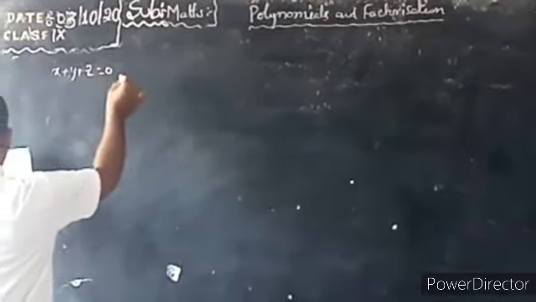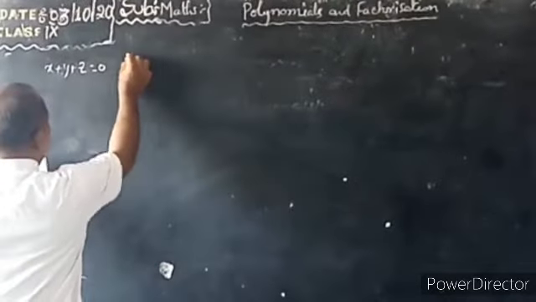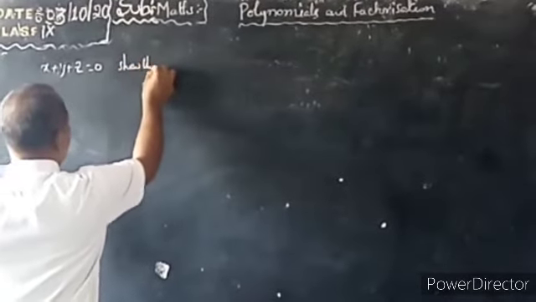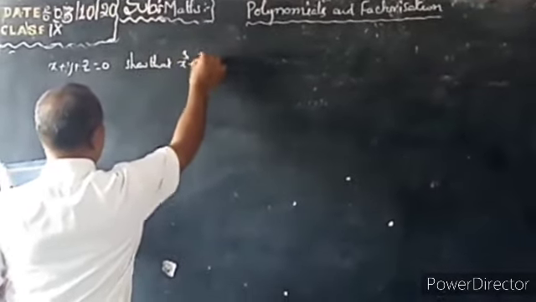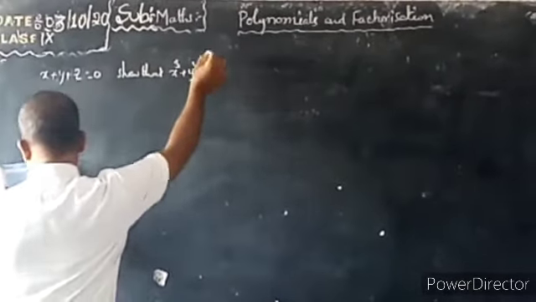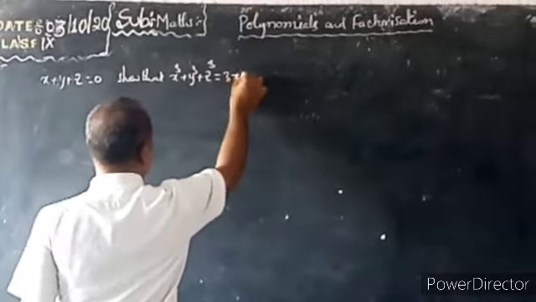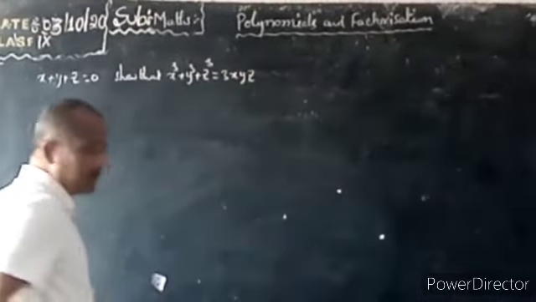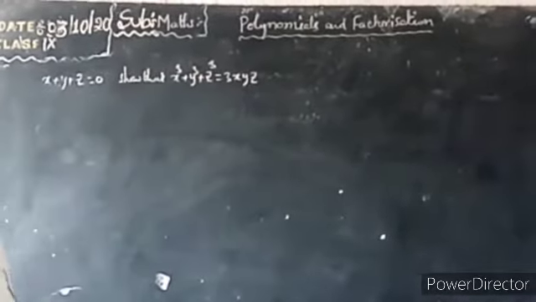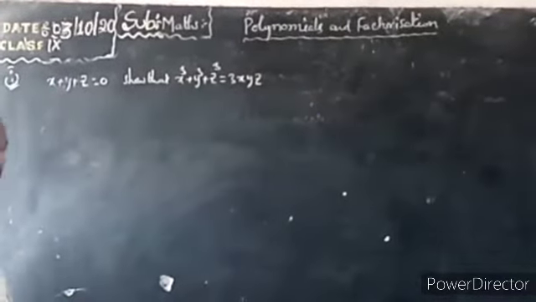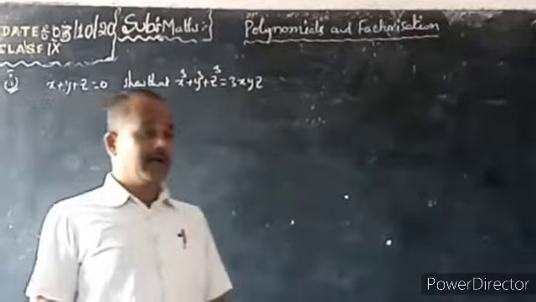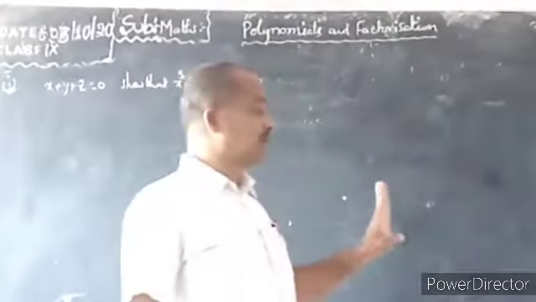Problem 13: if x plus y plus z is equal to 0, then show that x cube plus y cube plus z cube is equal to 3xyz. How to prove this? By using an identity. What identity are we going to use here? The x plus y whole cube formula.